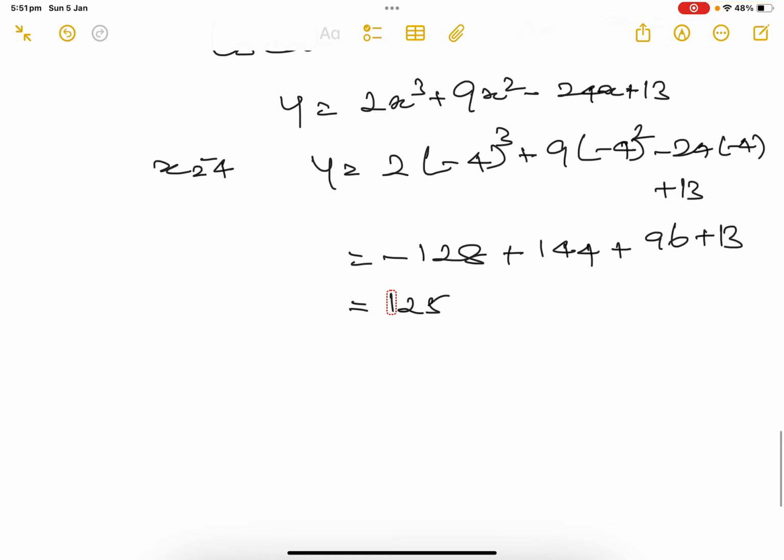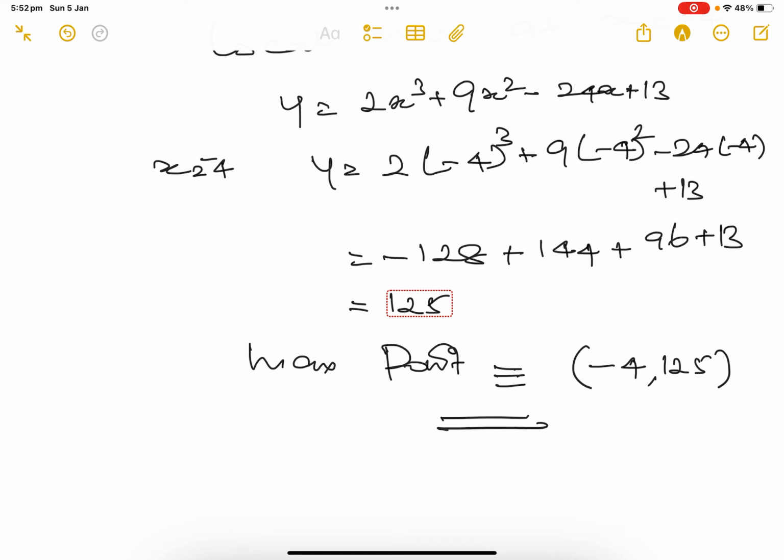125. So the maximum point coordinates is minus 4, 125. Thank you.